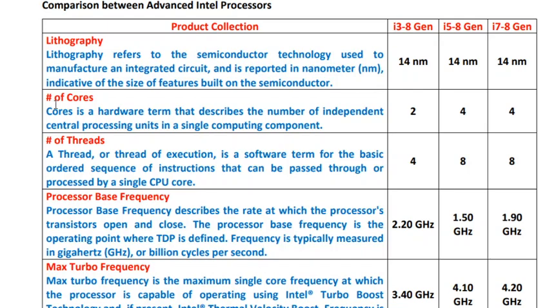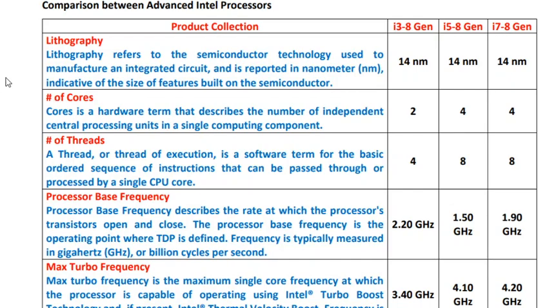Now, number of cores. i3 has 2 cores, i5 has 4 cores, i7 also has 4 cores. Number of threads: i3 has 4 threads, whereas i5 has 8 threads and i7 has 8 threads. Now, processor base frequency. The frequency for i3 8th generation is 2.2 gigahertz, whereas for i5 8th generation it is 1.5 gigahertz, and for i7 8th generation it is 1.9 gigahertz.